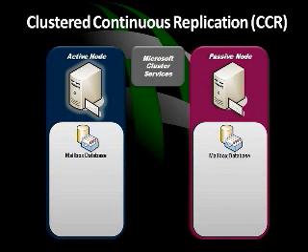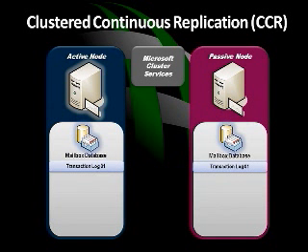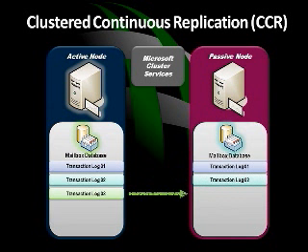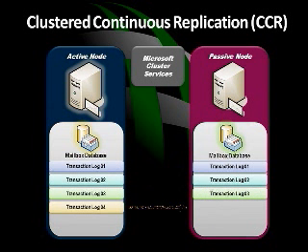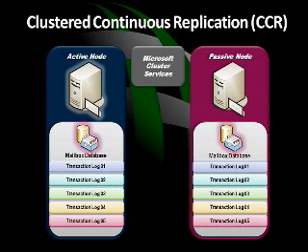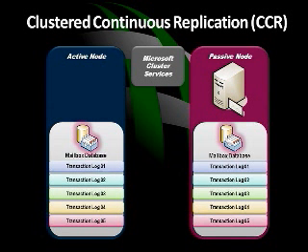The Clustered Continuous Replication feature, or CCR, has drawn a lot of attention. Like SCC, CCR uses the Microsoft clustering service to provide a 2-node active-passive cluster with automatic failover. Unlike SCC, the active node replicates databases to local storage on the passive node instead of sharing storage between nodes. CCR protects against hardware and storage failure, data corruption, and can even span 2 geographic sites for site resiliency.